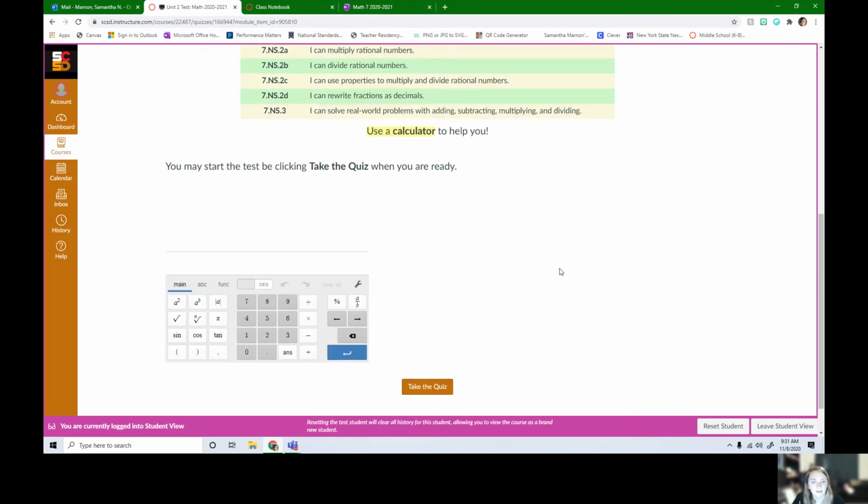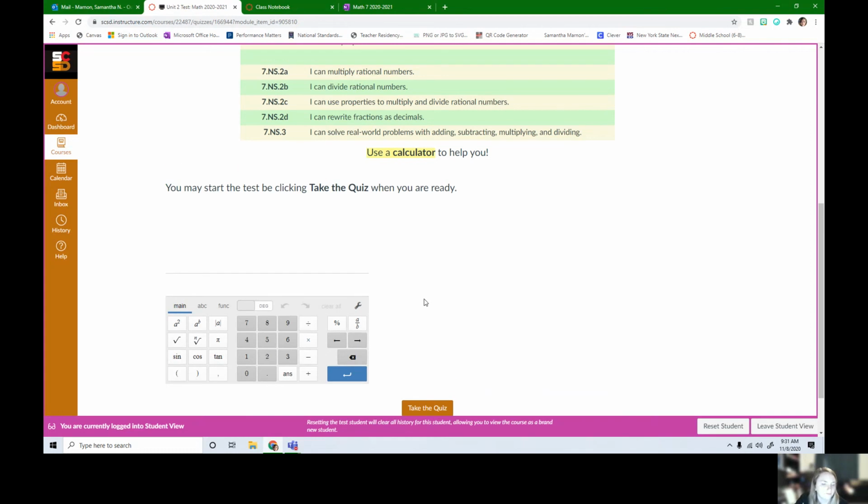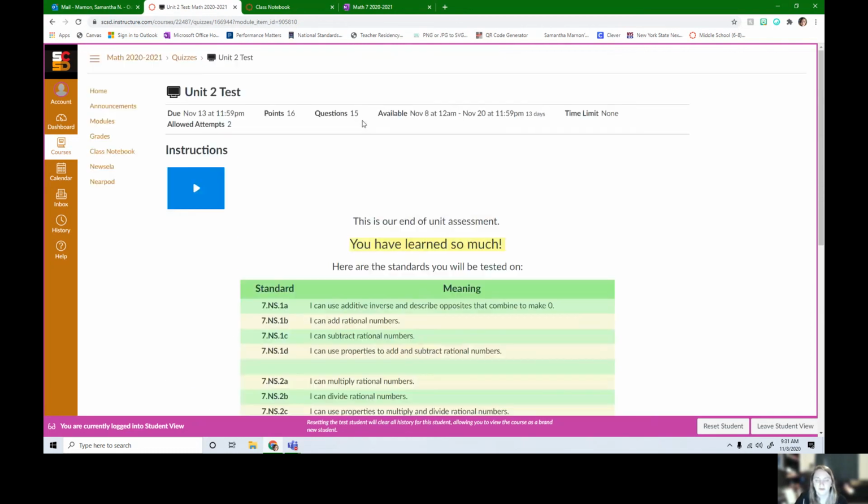There's no time limit, so you can take your time, answer all the questions, look it over, make sure you're happy with it, make sure you're using the calculator and you're typing things in correctly. Make sure you're showing your work on the questions that say show your work. And then that's it. So there are 15 questions, but it shouldn't be too bad. I think you guys can do it pretty quickly. Some of the questions are just quick calculations, and then a couple of them are word problems that you're going to have to think about a little more.